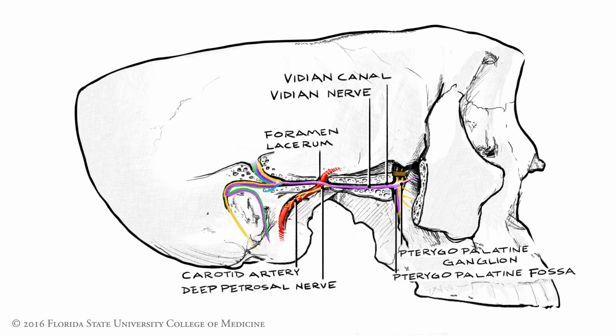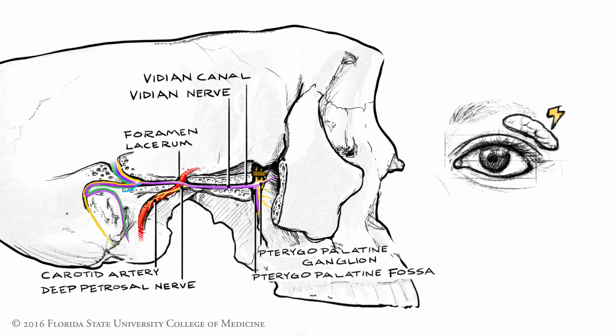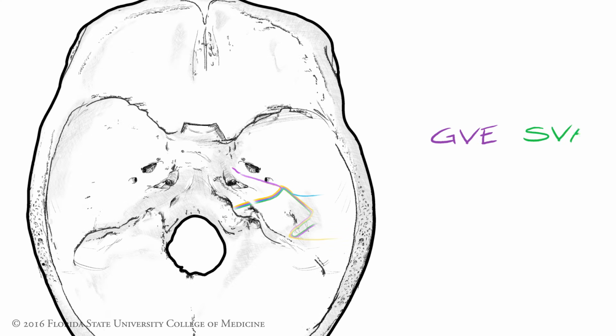Here, preganglionic parasympathetic axons synapse onto postganglionic parasympathetic neurons. These in turn distribute to the lacrimal gland and submucosal glands of the oral and nasal cavities. The second half of the GVE innervation and the SVA taste sensation combine to form the Chorda tympani nerve.